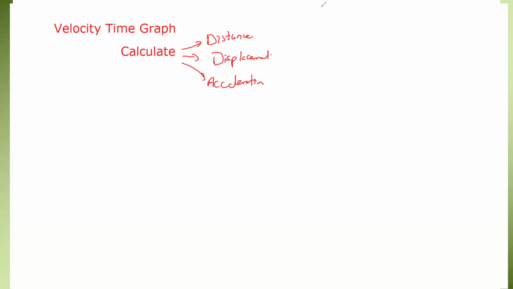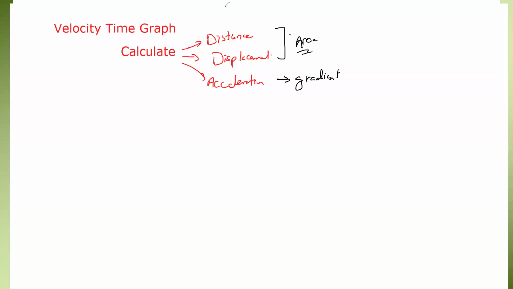To work out the distance or the displacement, we use the area under the graph. We'll check what is the shape of the graph and accordingly we'll find the distance traveled. How to work out the acceleration? To work out the acceleration, we have to find the gradient or the slope.